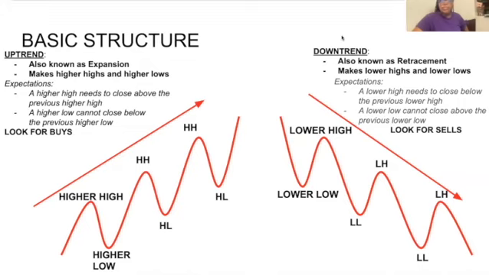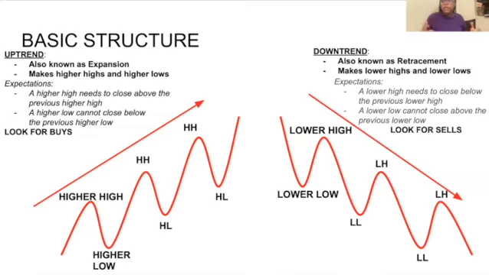So basic structure, first things first, two things you need to know. One, the market only goes in two directions, up and down. And it doesn't just go straight up and it doesn't just go straight down. It creates a series of different patterns, right? And while it's making different patterns, you're going to see what I'm about to break down for you.